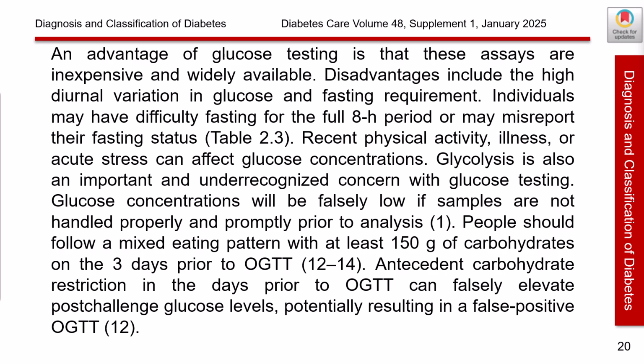People should follow a mixed eating pattern with at least 150 grams of carbohydrates on the 3 days prior to oral glucose tolerance test. Antecedent carbohydrate restriction in the days prior to oral glucose tolerance test can falsely elevate post-challenge glucose levels, potentially resulting in a false positive oral glucose tolerance test.